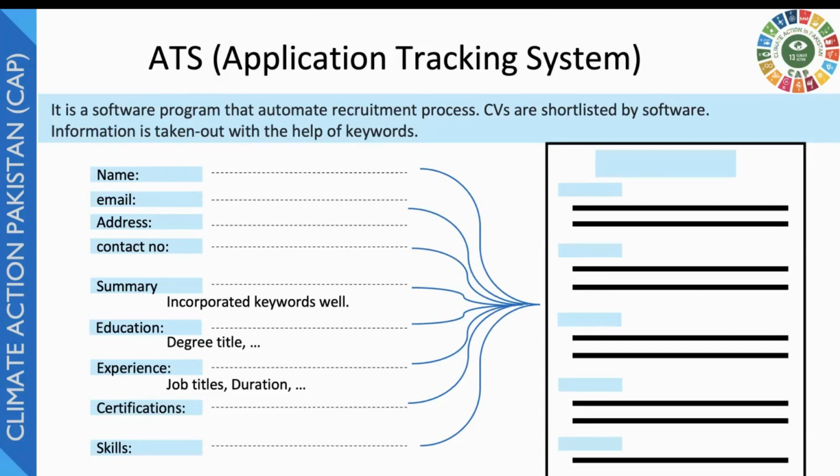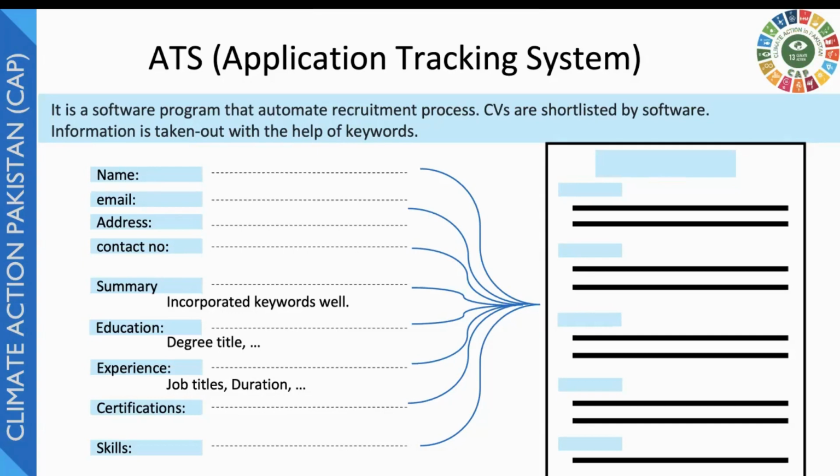ATS stands for Application Tracking System. Nowadays a lot of giant companies like Google, IBM, and others like Unilever, P&G use ATS, because they get a lot of CVs, a lot of applications, and they cannot read or scan them one by one with the human eye. So there are software programs that do this job for the recruiters or employers.